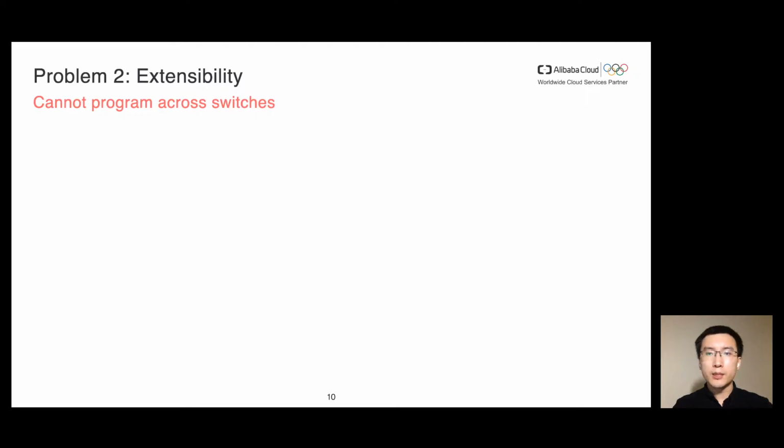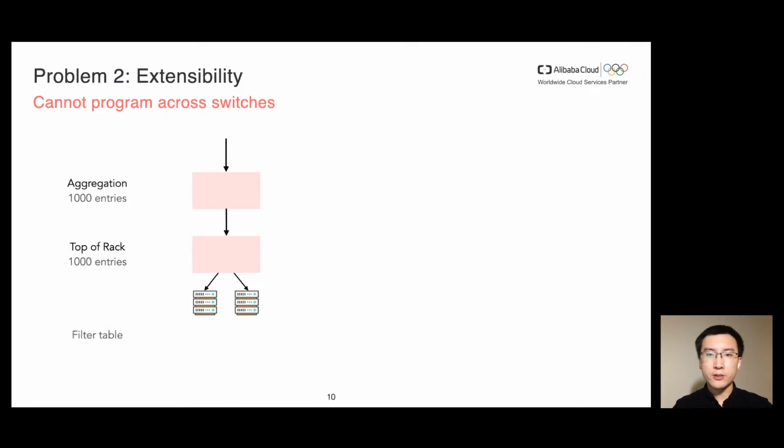The second problem is the extensibility. Current programming languages focus on programming individual ASICs. They fall short when one program needs collaboration between multiple switches. For example, suppose we have two switches that can hold 1,000 entries respectively. The routing table of the switch requires 500 entries, and let's vary the filter table size. When the filter table requires 300 entries, we can easily fit both of the tables into one switch.